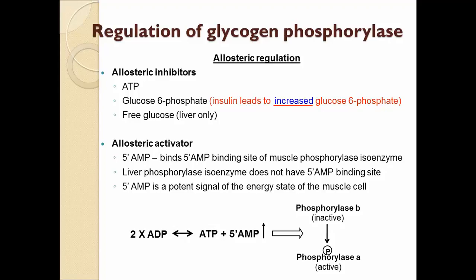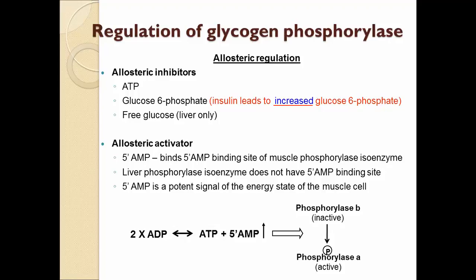So for glycogen metabolism, ATP, glucose 6-phosphate, and free glucose regulate phosphorylase, right? So glycogen phosphorylase can be regulated by these three substrates. Glucose 6-phosphate and free glucose are inhibitors, right? Remember, they inhibit glycogen phosphorylase, so they inhibit glycogen breakdown.